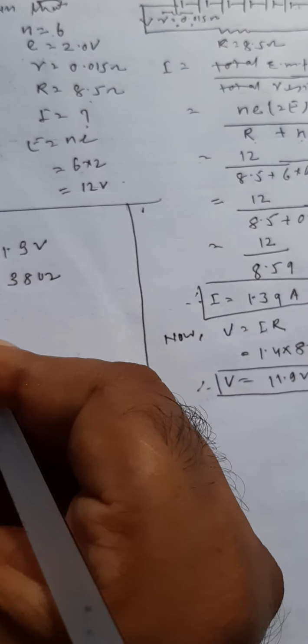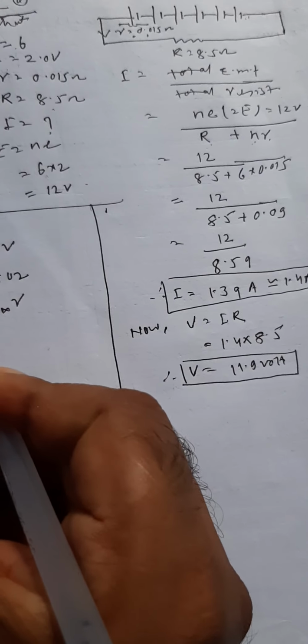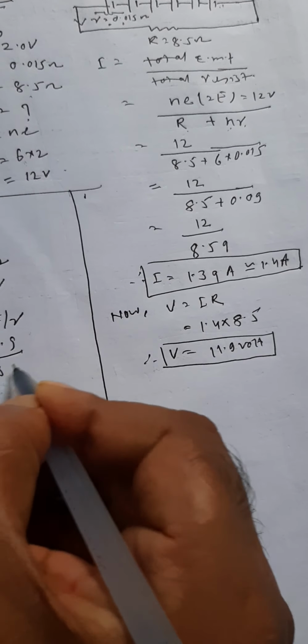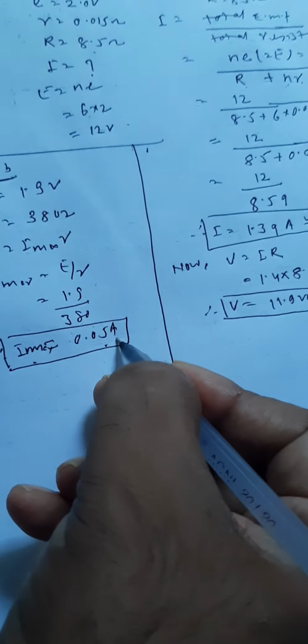Now to find the maximum current, E is equal to I max R, so I max equal to E by R equal to 1.9 by 380, and this value equals 0.05 ampere. And your question is, what maximum current can be drawn from the cell? So this maximum current, 0.05 ampere, can be drawn from the cell.